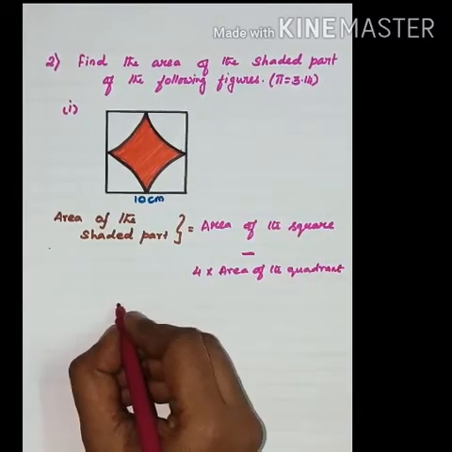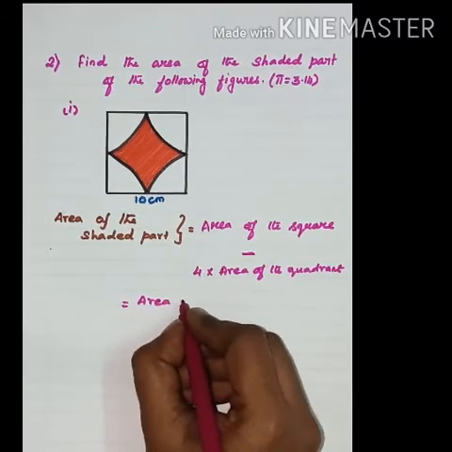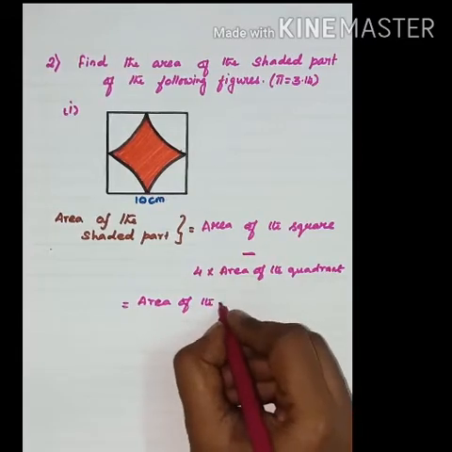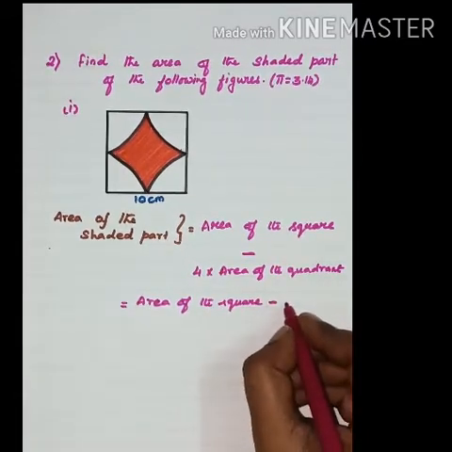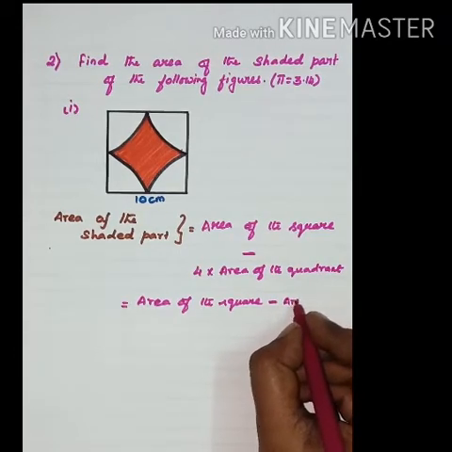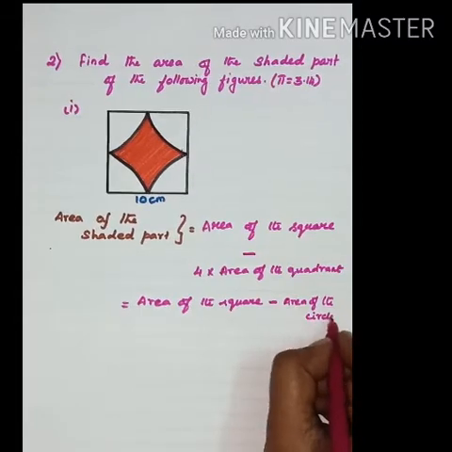The next step, we'll write area of the square minus area of the circle. Area of the circle.